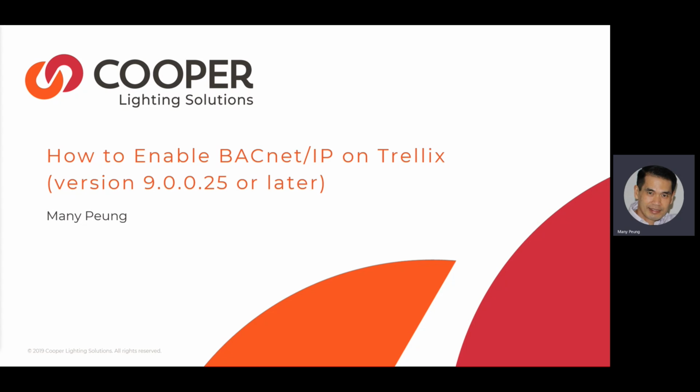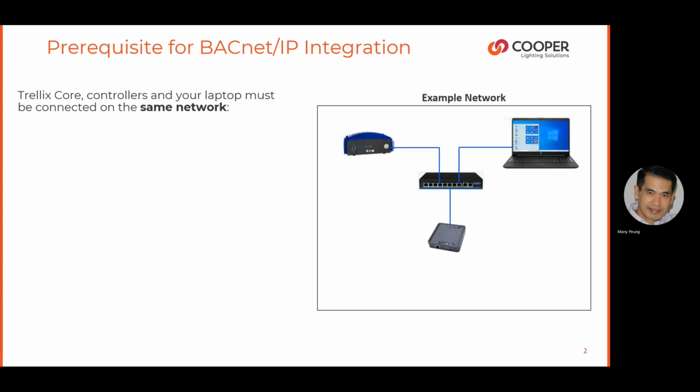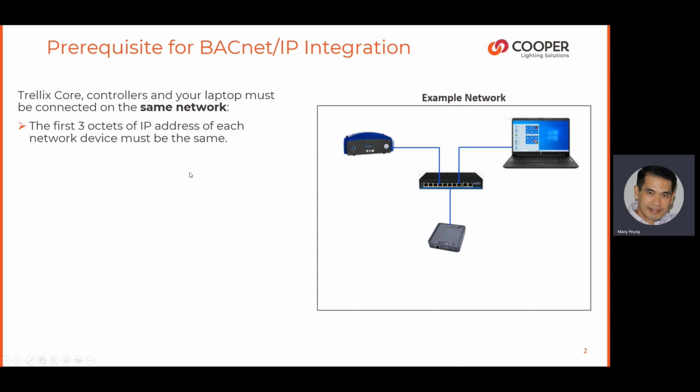In this video, I will show you how to enable and test BACnet IP interface on Trellix Core version 9.00.25 or later. As a prerequisite before setting up Trellix for BACnet integration, please make sure that the Trellix Core server, the controllers, which include the WAX or EG2, and your laptop are connected on the same network, meaning that the first 3 octets of the IP address of each network device must be the same.